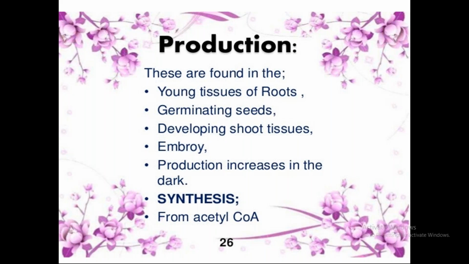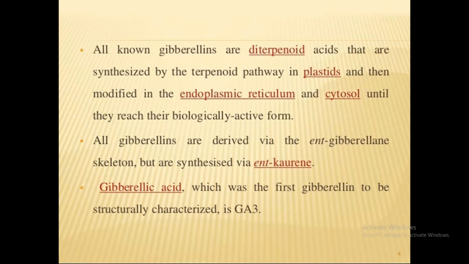Then this is the main point I was discussing. Gibberellins are diterpenoid, and they are also tetracyclic. They are mainly synthesized by the terpenoid pathway in the plastids. Their synthesis starts in the plastid, is modified in the endoplasmic reticulum, and in the cytosol they become biologically active.